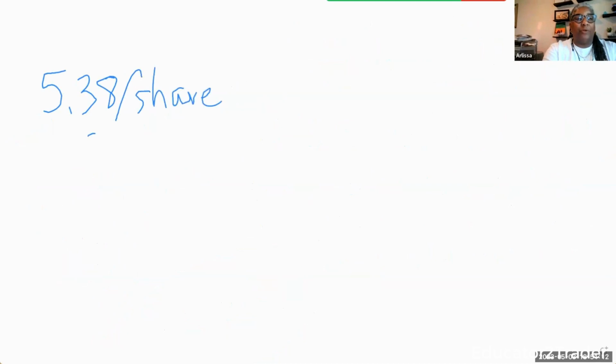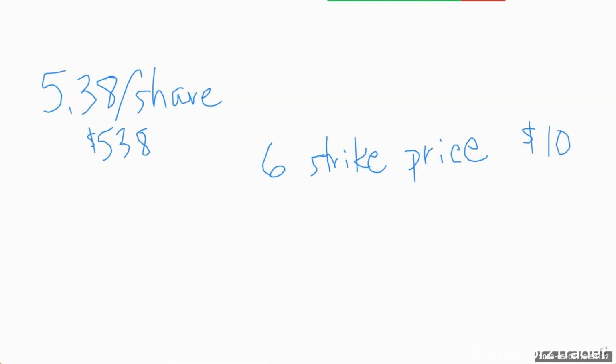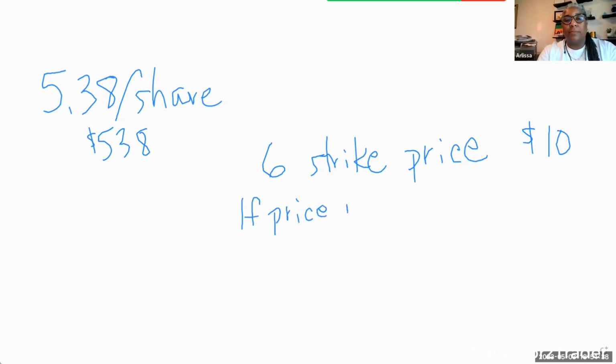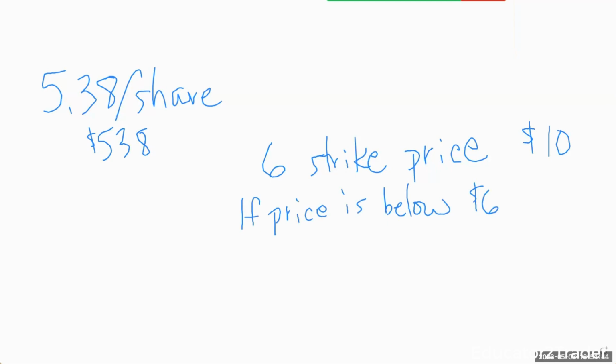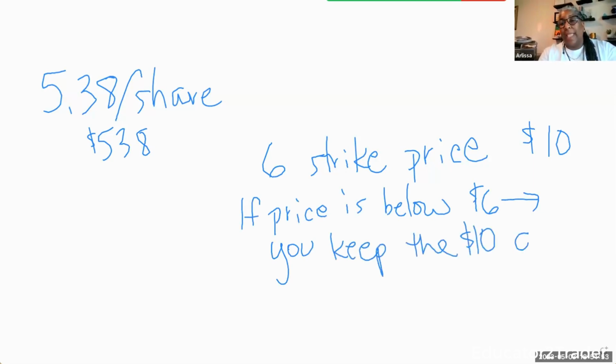Again, we paid our $538 for them, which is what we did. And let's say we choose a 6 strike price. I think if we chose the 6 strike price, it was $10 in premiums that we were going to get. If price is below $6, what happens at expiration? You get to keep the profit and your shares. Yes, exactly. You keep the premiums, you keep the $10 and your shares.